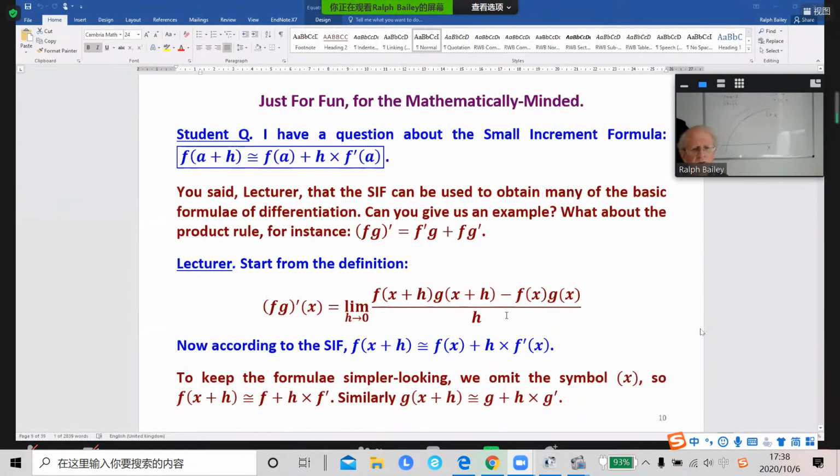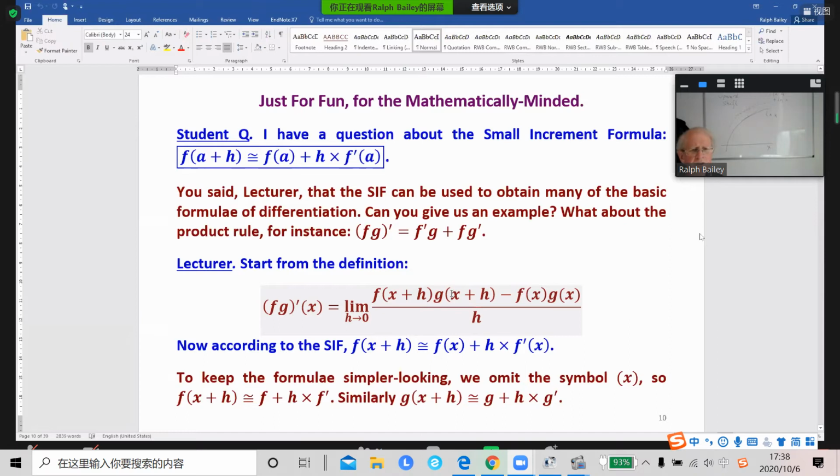Well, we've got the small increment formula, and that allows us to express f of x plus h and g of x plus h in another way. I've got this formula for f of x plus h, this approximate formula. It's approximate, but the smaller h gets, the more accurate it becomes. That's the great thing about the small increment formula. So we can use it on both f and g up here. When we do that, we'll get a very long expression.